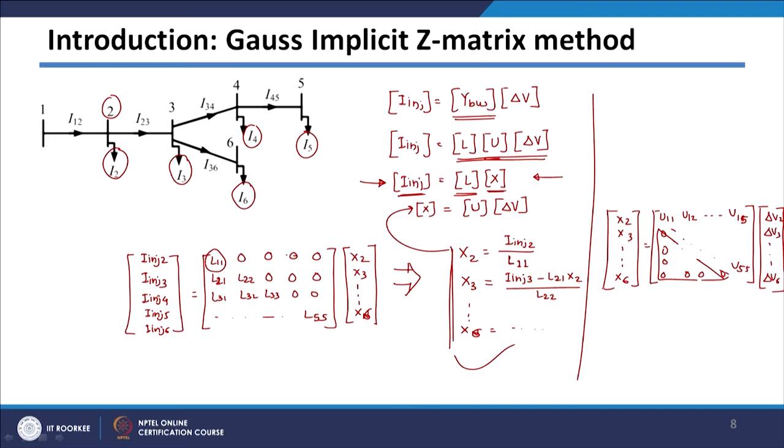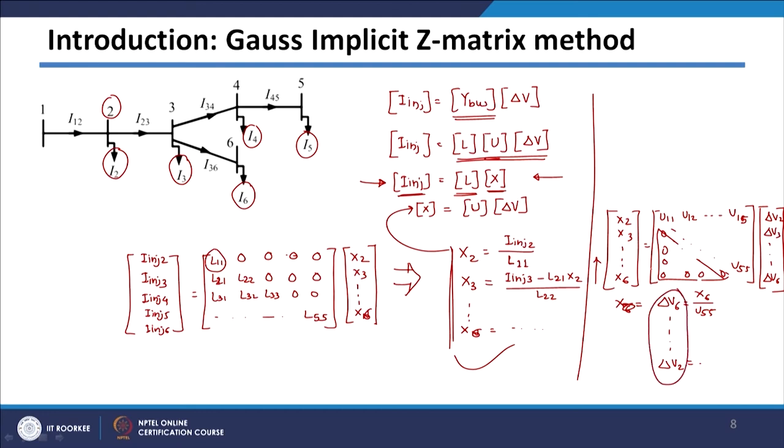You can go in the reverse direction, that is, first start from X6. So delta V6 will be equal to X6 divided by U55, and you can go on calculating till delta V2. So this is how we can actually get all the voltages.